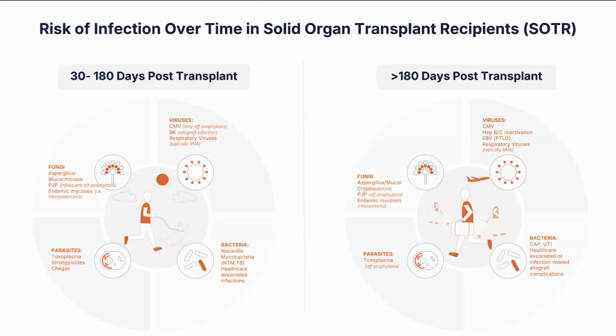However, in this first period on the left, from the 1st to 6 months of post-transplant, you don't really see patients manifesting these because they're on prophylaxis. So if they're going to be on Bactrim, you're not going to see toxo or PCP.